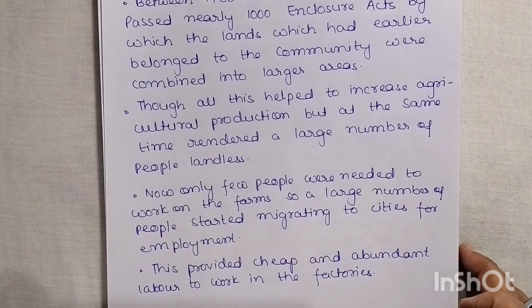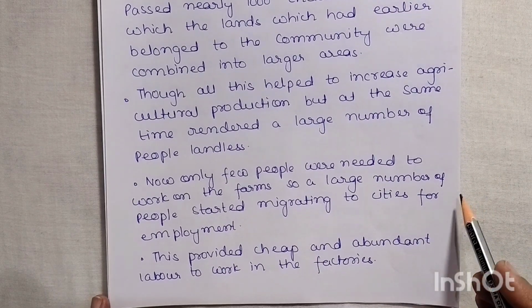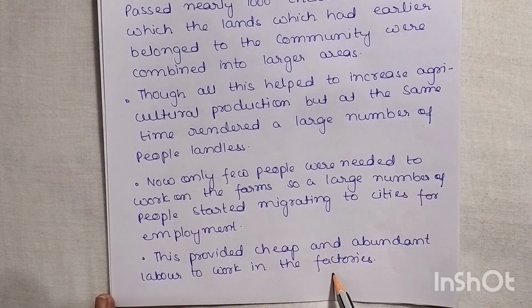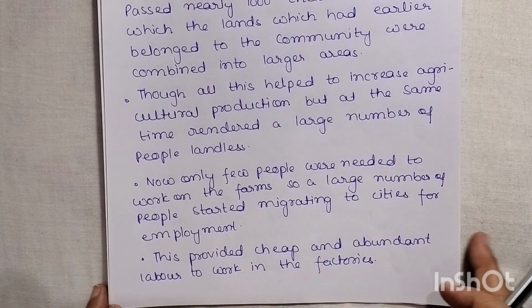So here we see migration. People are shifting from villages to city areas for employment. These provided cheap and abundant labor to work in the factories, and as a result, factory owners got a large number of laborers at a very cheap rate.